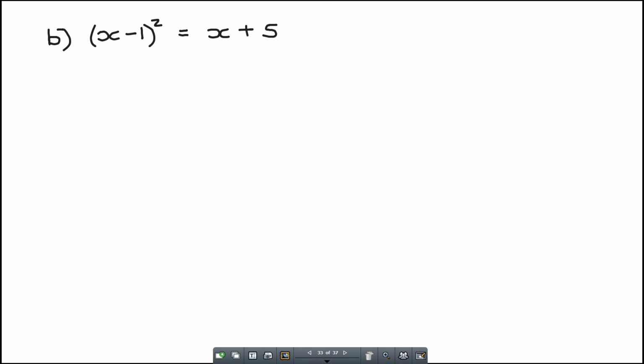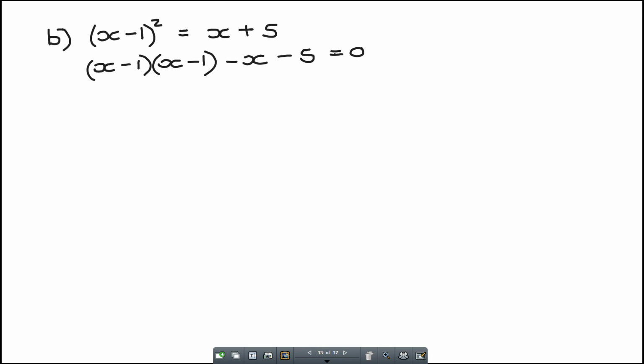Okay, people, let's try and do B together. This is now B. Okay, what is our first step? Take everything to the left. So (x - 1)(x - 1), because of that square, I'm going to write it out twice. Let's take the x over, so it becomes minus x. Take the 5 over, so it becomes minus 5. Any questions up until there?